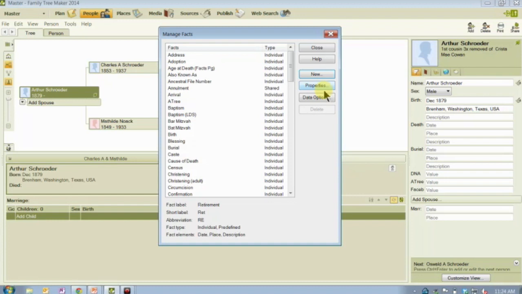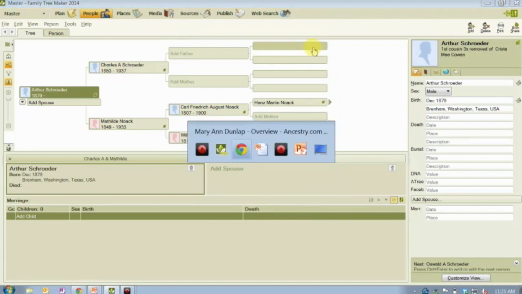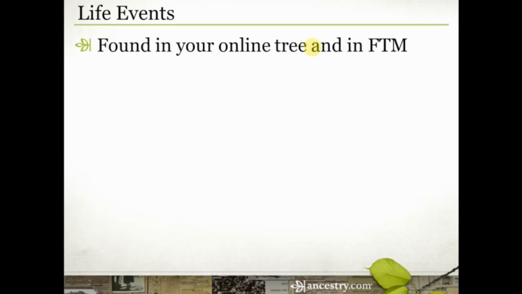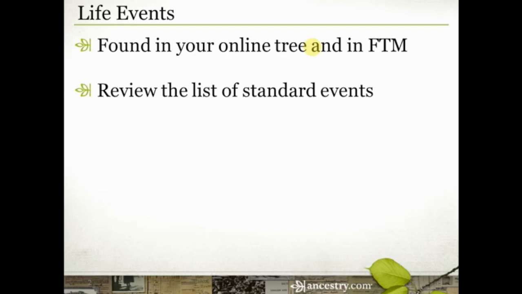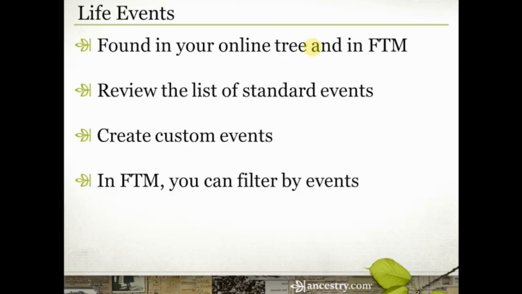So if I wanted, for example, cause of death to always be public, but on these one or two people I want it to be private, I could do that. So that's where you're going to find those facts in your online tree and in Family Tree Maker. We went through and we reviewed the list of standard events, and I talked to you about creating some custom events. Let me wrap up by just sharing with you one of the really cool things.